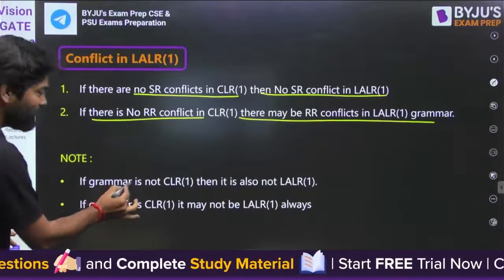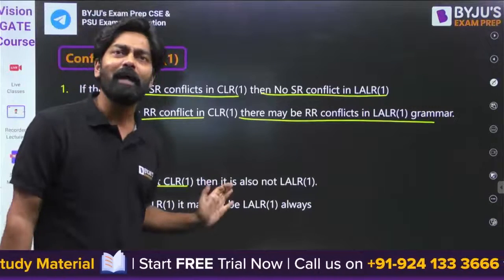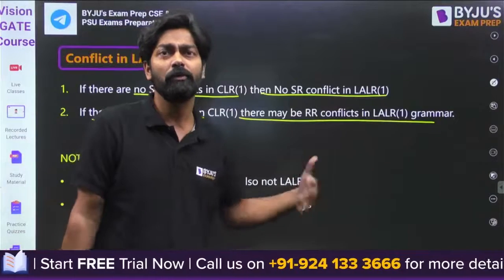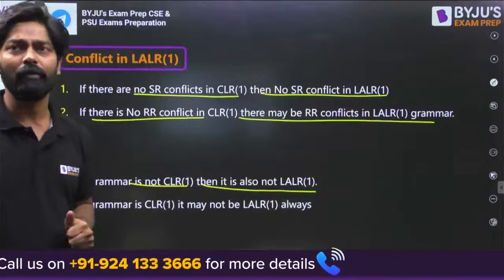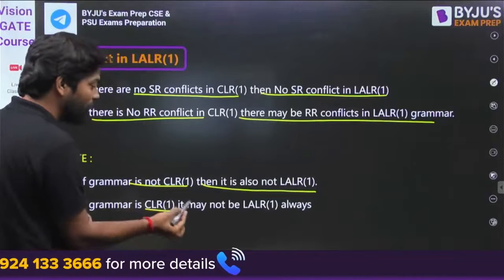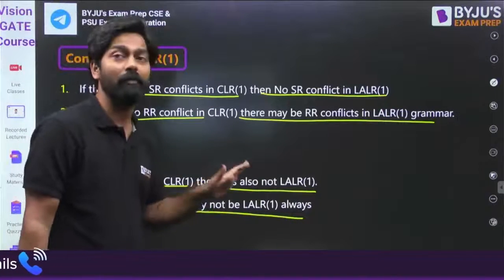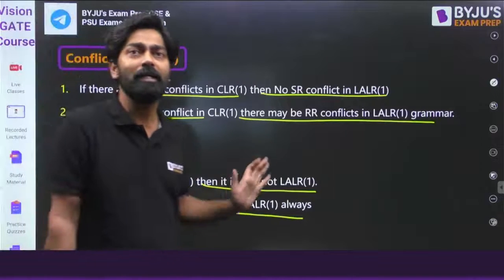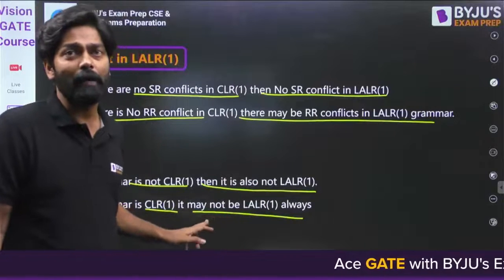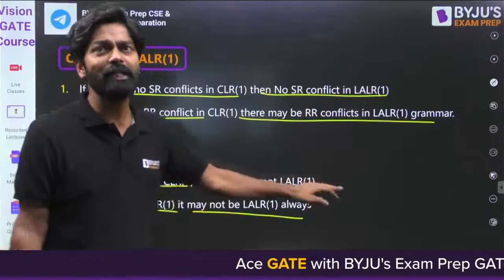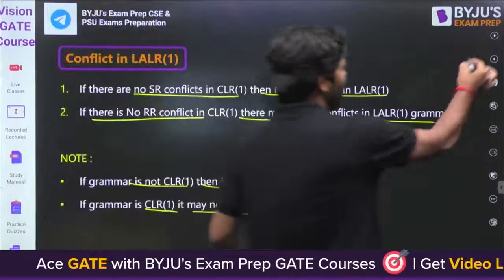Now let me tell you, if grammar is not CLR1, it might have shift reduce conflict or reduce reduce conflict. Then it is also not LALR1. Now, if grammar is CLR1, it may not be LALR1 always. If it is CLR1, you cannot guarantee it is LALR1. Are you getting my point? Because in CLR we might not have RR conflict, but after merging in LALR1 we have RR conflict. Fine, all properties we'll see with the help of questions.